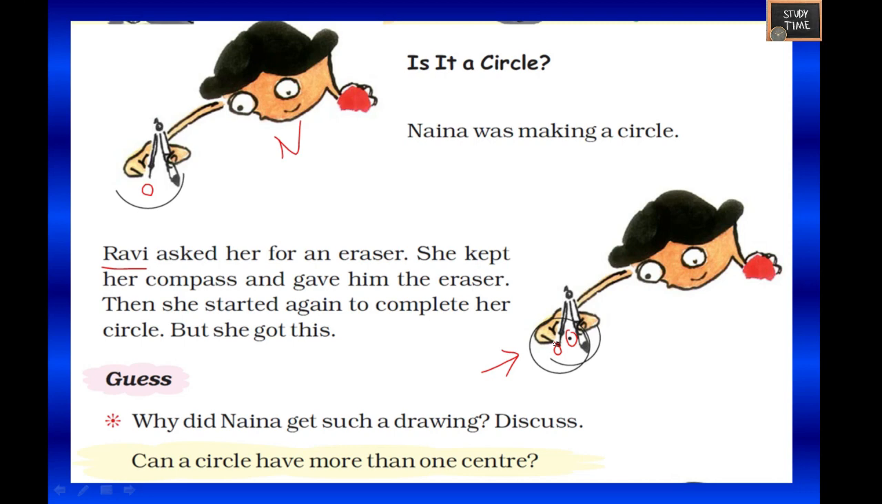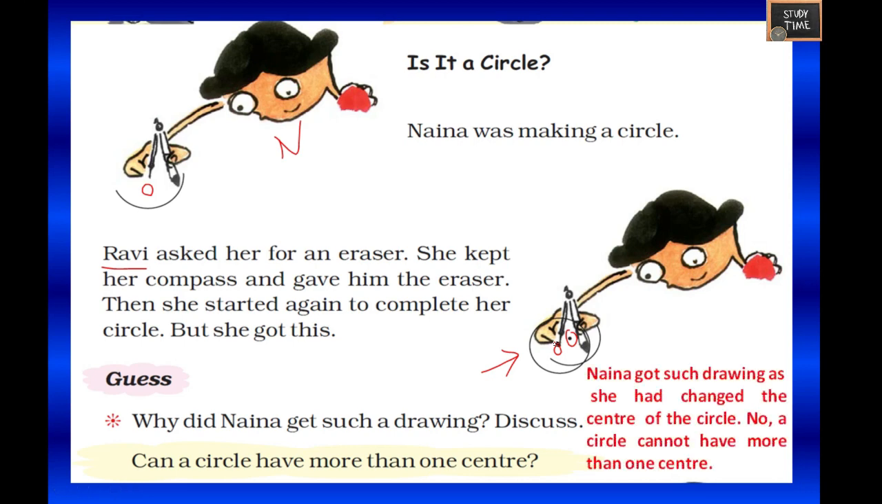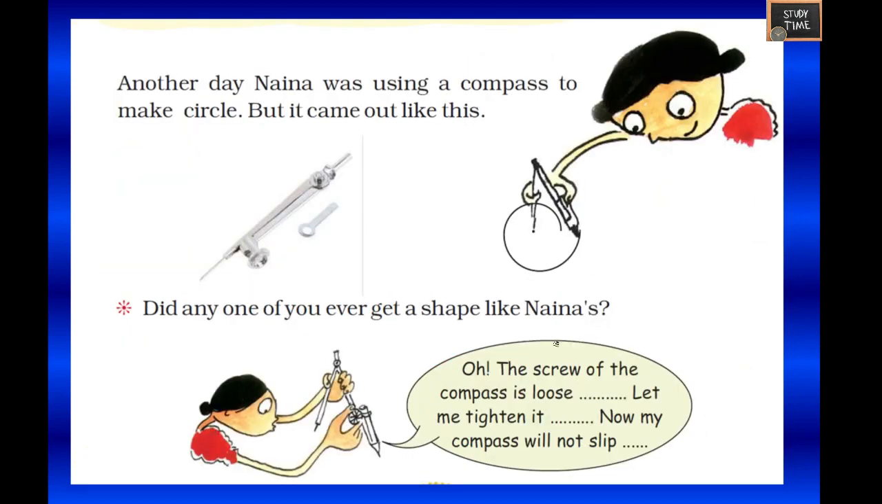Why did Naina get such a drawing? Naina got such a drawing as she changed the center of the circle. Can a circle have more than one center? No, a circle cannot have more than one center. We already saw that a circle will have only one center.